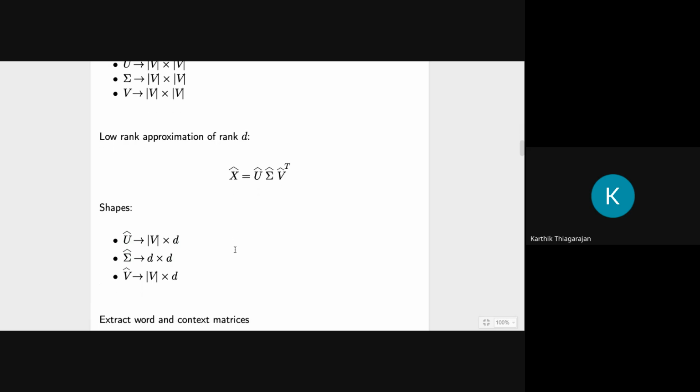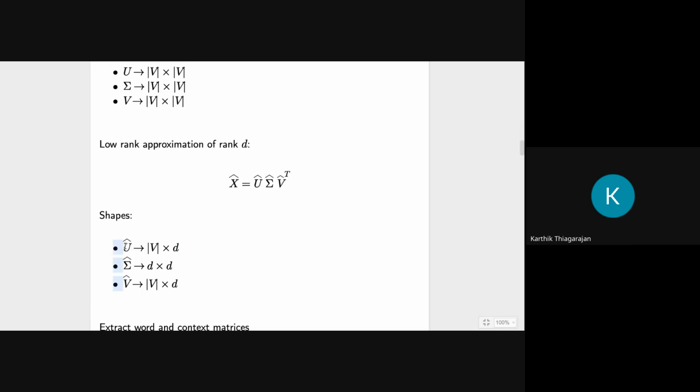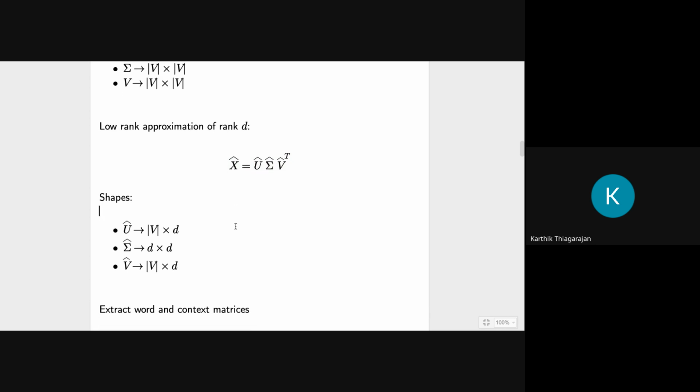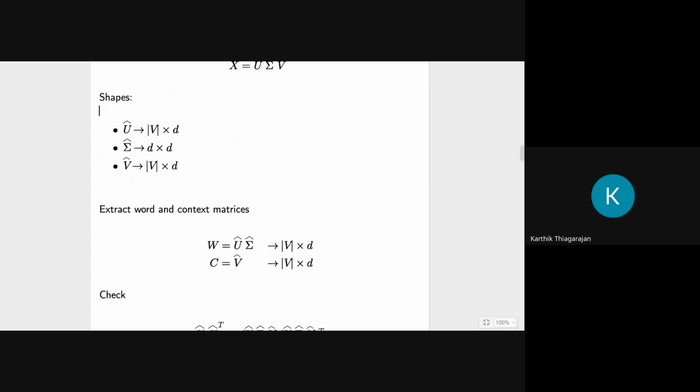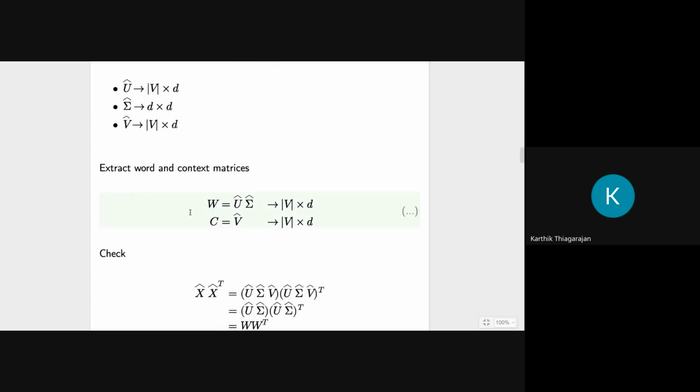If you multiply U hat, sigma hat, V hat, you will notice that X hat is still V cross V. That you have to keep in mind. X hat still is V cross V, but the intermediate matrices are now of lesser rank. Now, all this is done so that you can extract the word and context matrices, which is what you want finally.